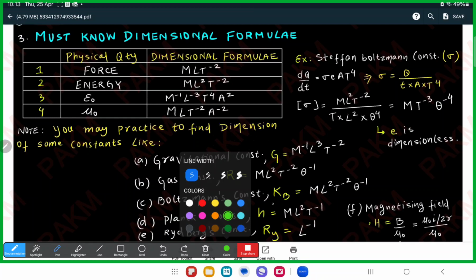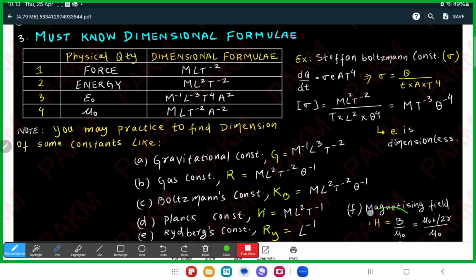So apart from it, two more formulas are important. That is B is equal to H mu, or once I keep this B value, mu naught I by 2 pi r for a circular path. So we will get the intensity of magnetization, magnetizing field.